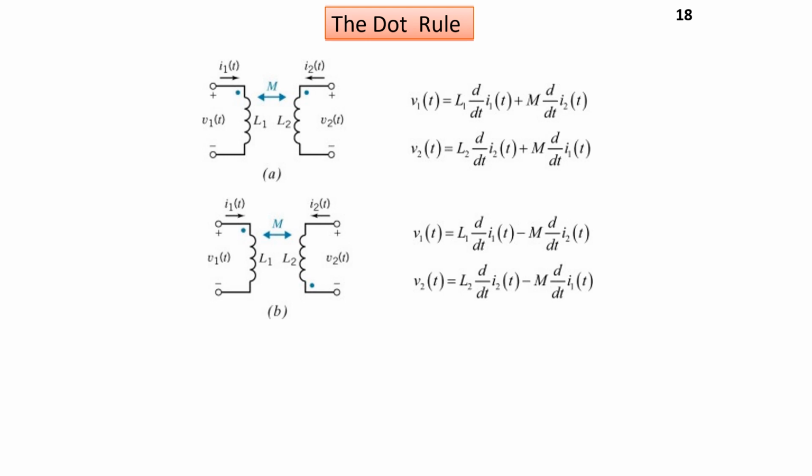If the currents enter from the same terminal, then we use the first equation, that is V1 of t is equal to L1 d by dt I1 of t plus M d by dt I2 of t, and V2 of t is equal to L2 d by dt I2 of t plus M d by dt I1 of t.